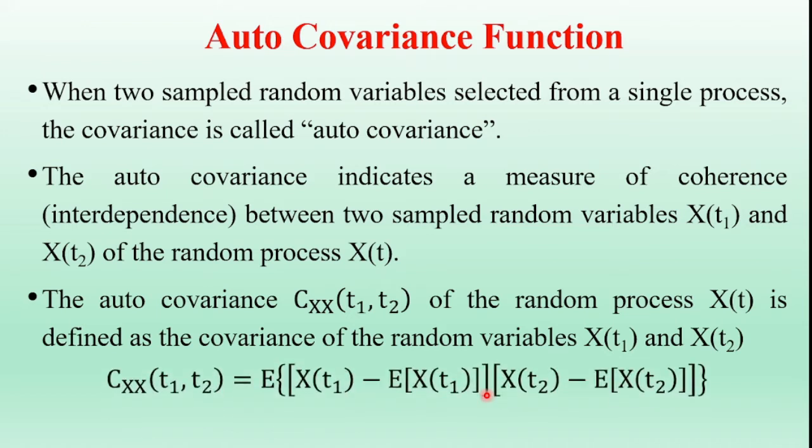And it is given mathematically by C suffix x of t1 comma t2 is equal to expectation of x of t1 minus expectation of x of t1 into x of t2 minus expectation of x of t2. So this is the definition of the auto-covariance function of the random process x of t. Now here on the RHS, multiplying the terms within the brackets, we get four terms. Those four terms are x of t1 into x of t2 minus x of t1 into expectation of x of t2 minus expectation of x of t1 into x of t2 plus expectation of x of t1 into expectation of x of t2.